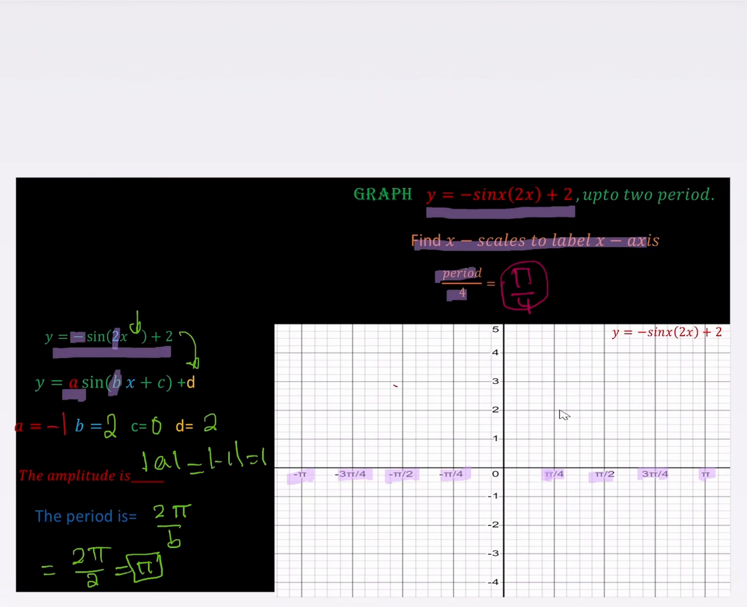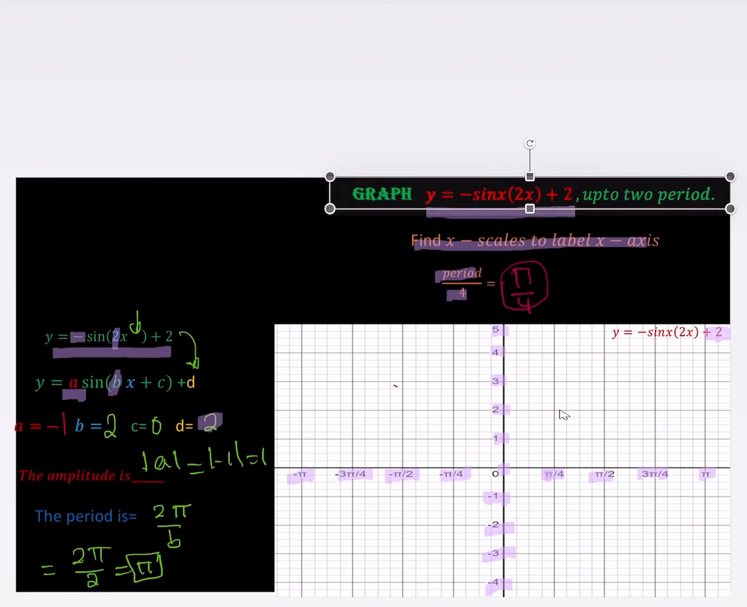Once you're done with this, label your y-axis all the time, okay? So I'm just going to pick numbers from 1 to 5. Before talking about the amplitude, it's very important that you realize that the sine function usually starts at 0, but in this case, we have a shift, which is our d. The d is equal to 2. This is really important. I want you to pay attention to that.